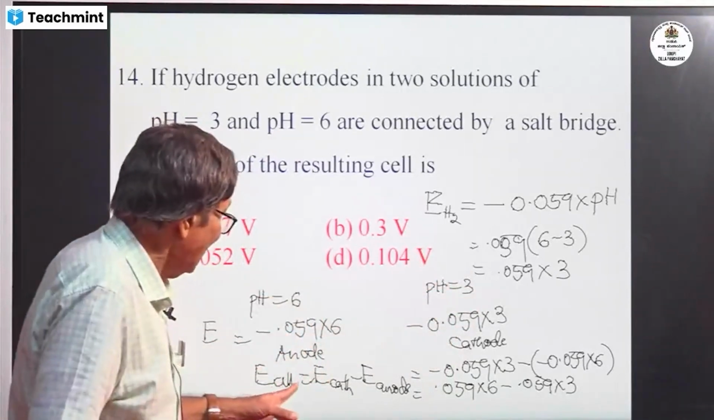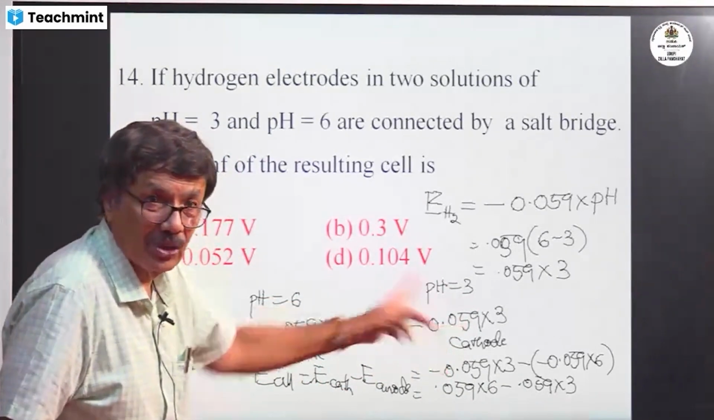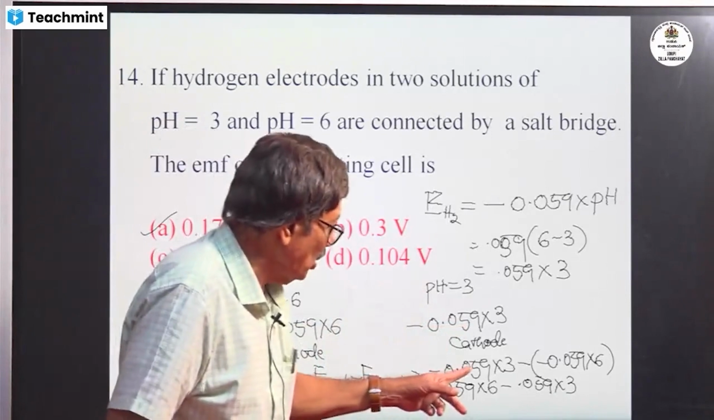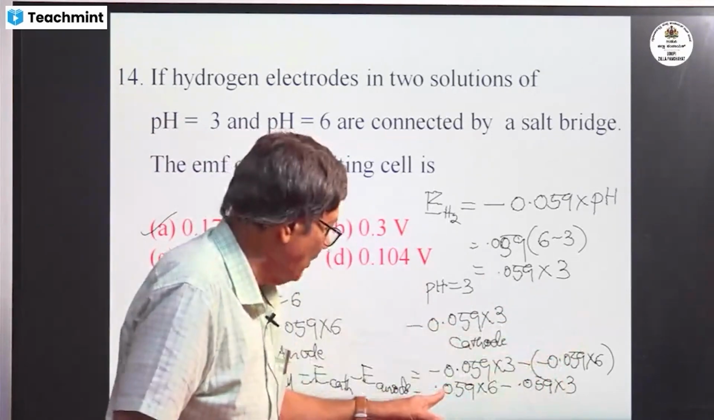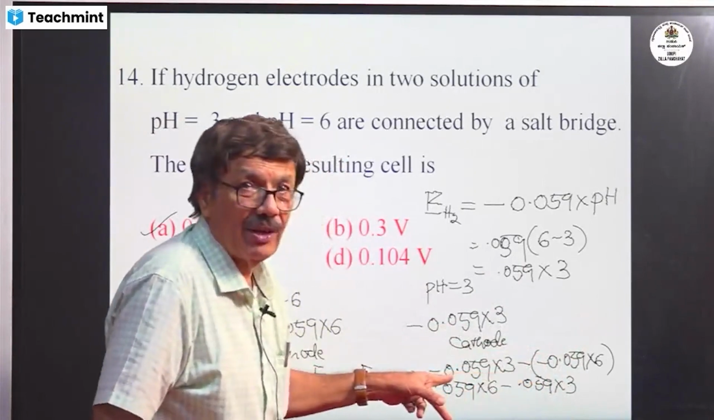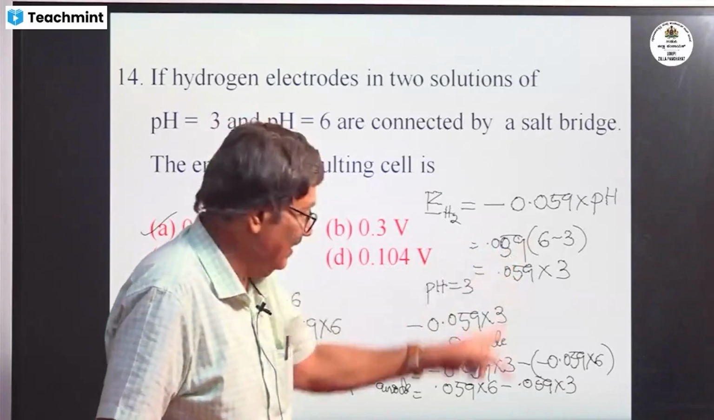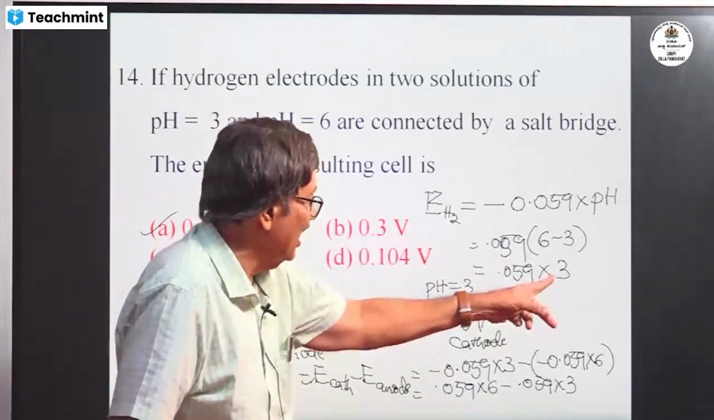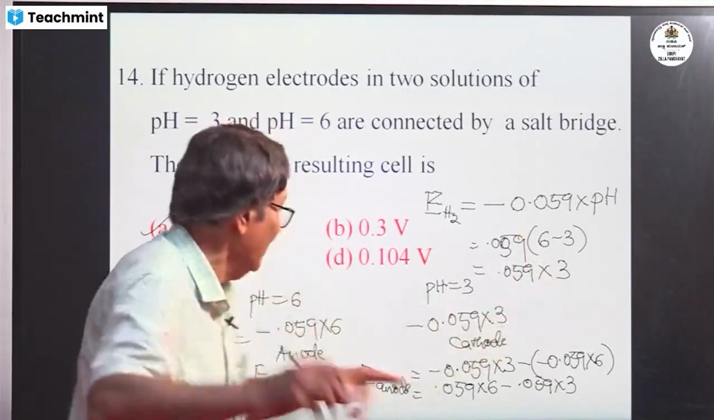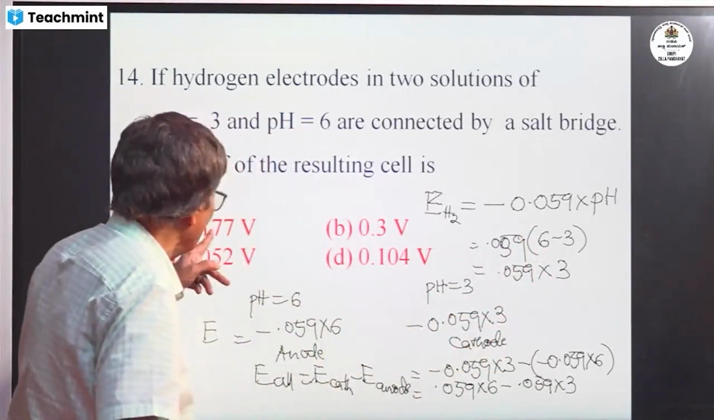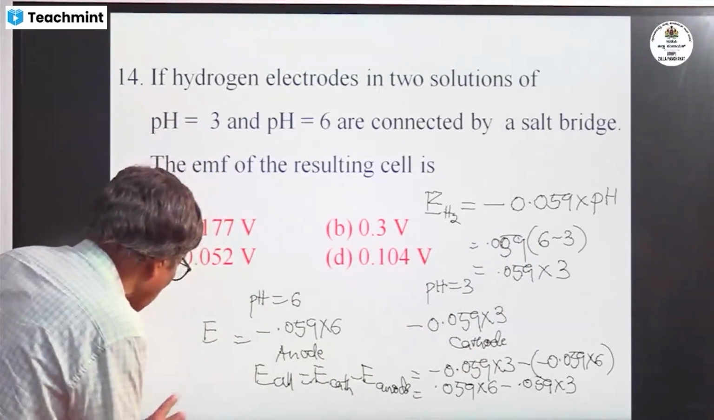So E cell is equal to E cathode minus E anode. The higher value becomes cathode, this is anode: minus 0.059 into 3, minus of minus 0.059 into 6. This became plus. Then from these two, I took 0.059 as a common factor, and inside the bracket 6 minus 3 remains. 0.059 into 3 is very near to 0.18. This is the right answer, 0.177 volt. Hope that it is clear. We will move on to the next slide.